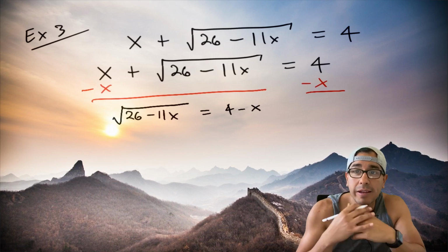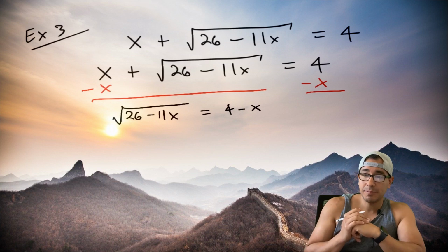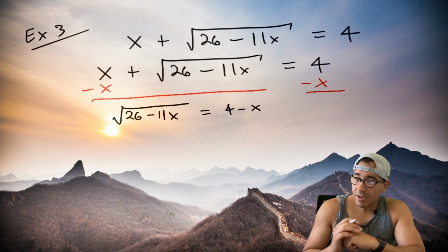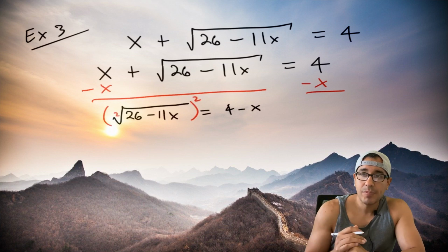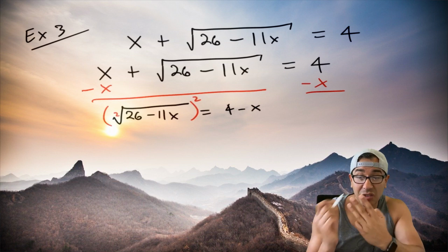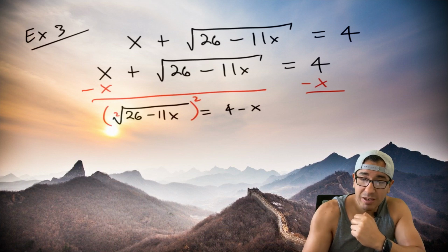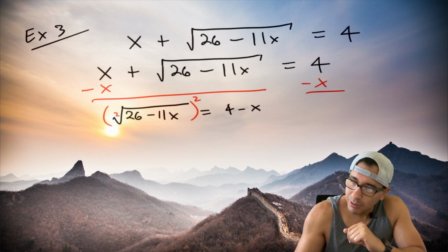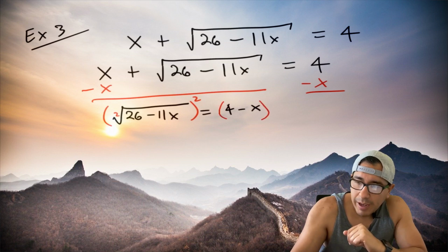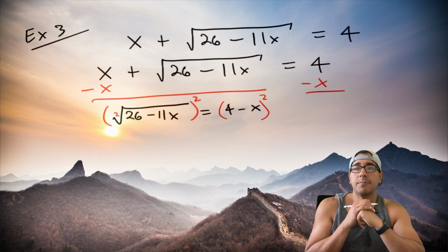Here's where all the additional work comes in this problem. The additional work comes because I now know I have to square both sides, because my index is 2. Remember, if your index was 3, then this would be a 3 and you would cube both sides. So jot that down, very important note. And so we're going to square both sides.